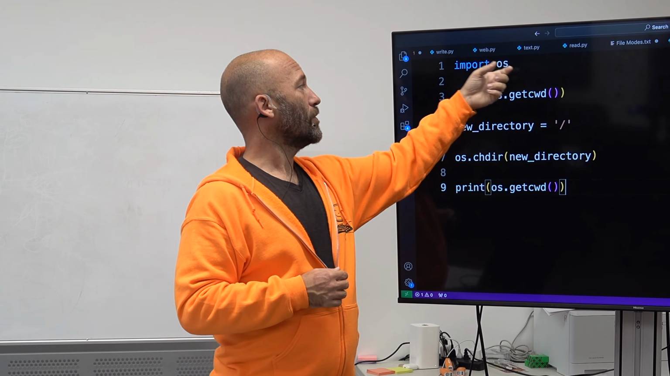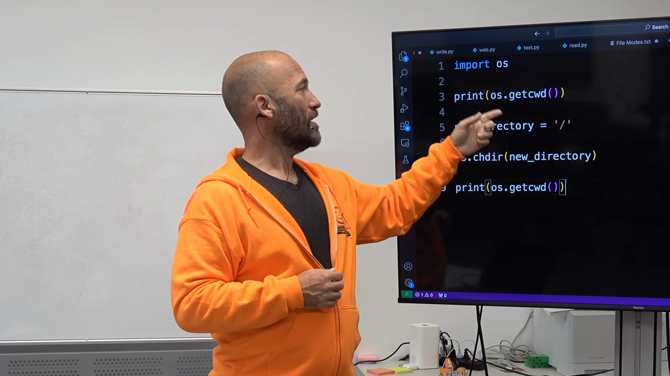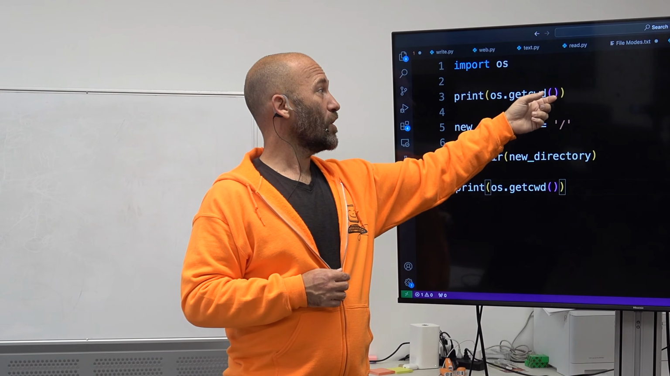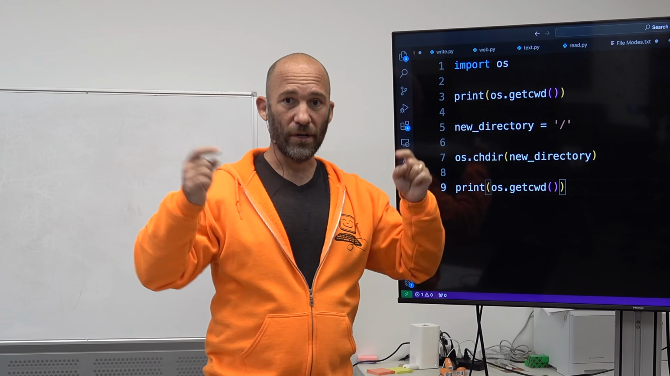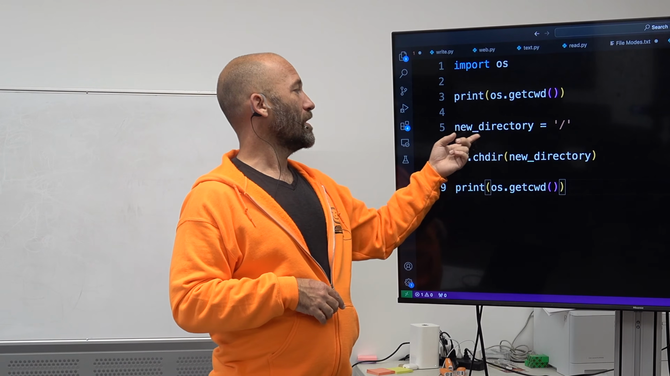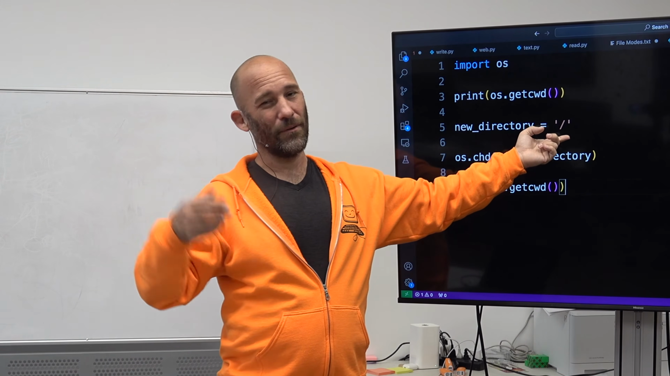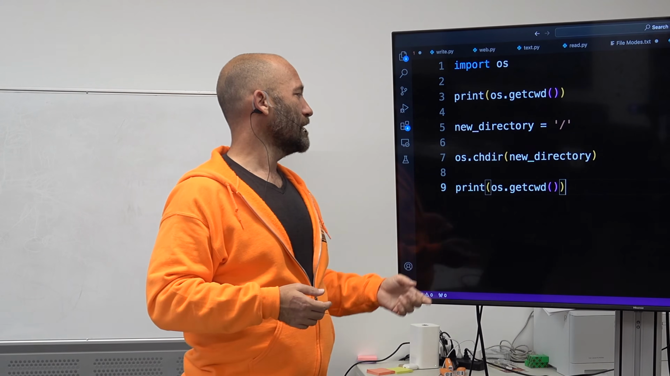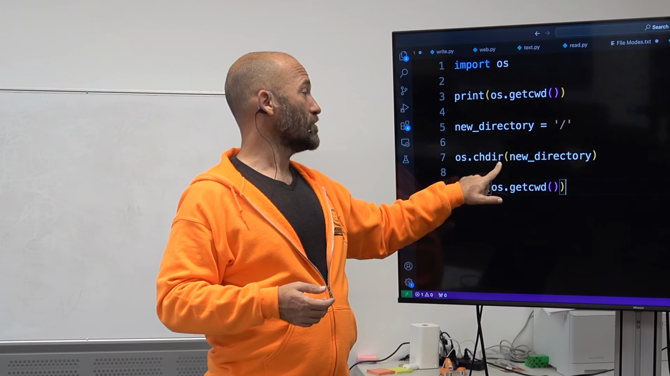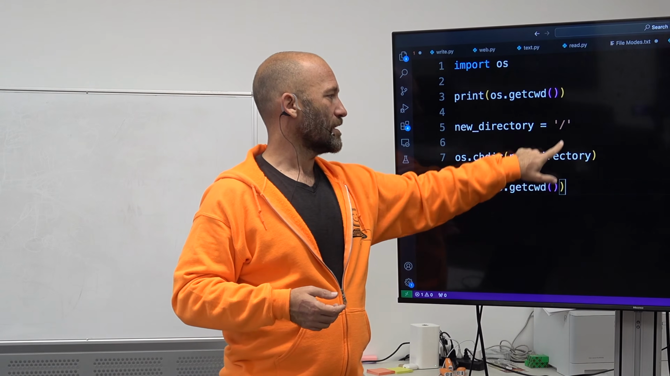Import os, I'm going to import the OS module. I'm going to print os.getcwd, the current working directory. So what is the current working directory right now? I'm going to create a new directory variable. I'm simply going to set this to root. I don't know what else to set it to, so I'm just going to set it to root. And then I'm going to say os.chdir to the new directory, so it's going to get changed to root.